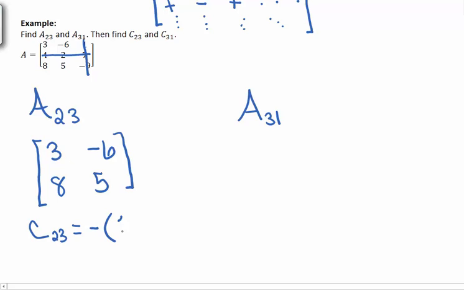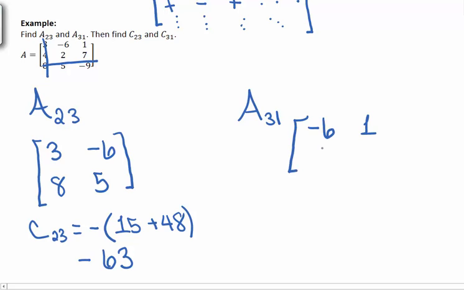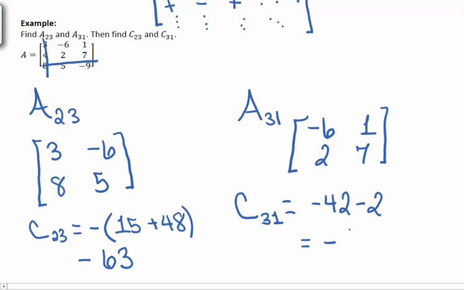3 times 5 is 15. Minus -6 times 8 is -48, so plus 48. So this gives me -63. To find A31, we delete the third row and the first column. So this leaves me with -6, 1, 2, 7. To find C sub 31, we first notice that in the checkerboard pattern it's positive, so it's just going to be this determinant. -6 times 7 is -42, minus 1 times 2 is 2. So this one is -44.